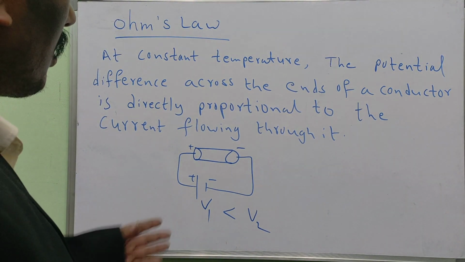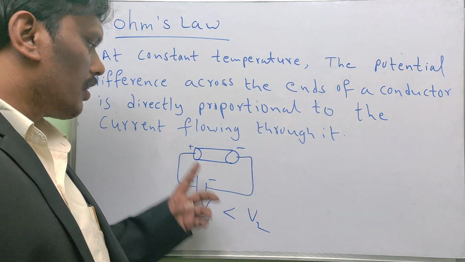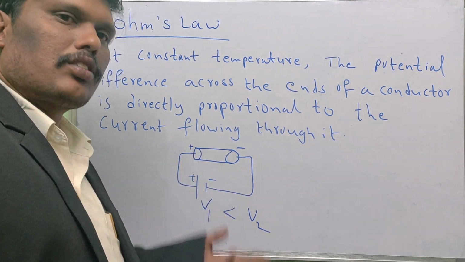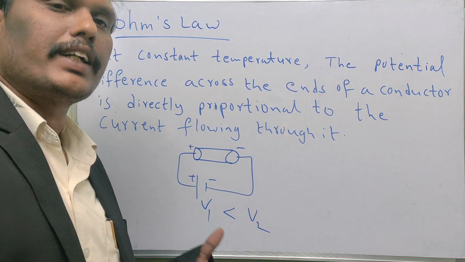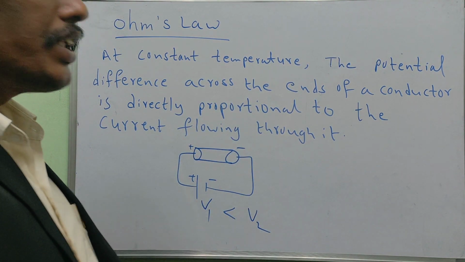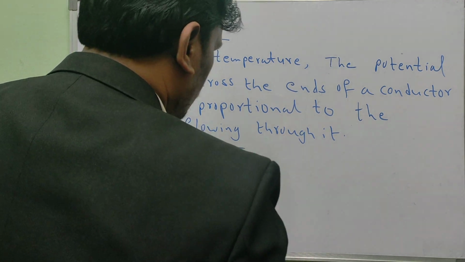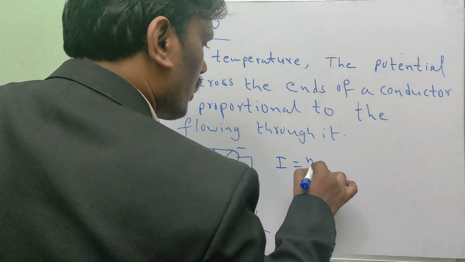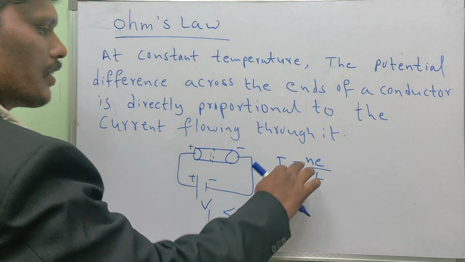At that time, what will happen? If I increase the potential, the electric field strength inside the conductor will increase. So the speed of the electrons will increase. Then we call it current increases. Current increases means the number of charges crossing per unit area increases. What is the meaning of current increases? Current is equal to what? Ne by t, so Ne, Q by t.